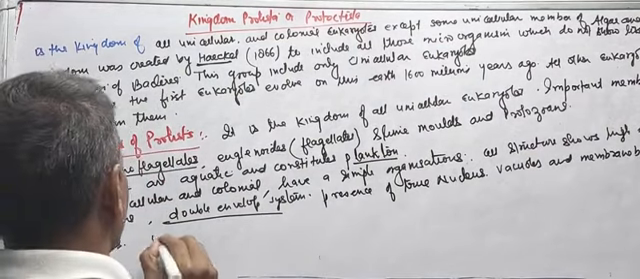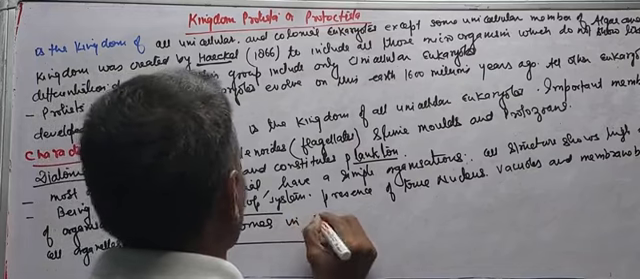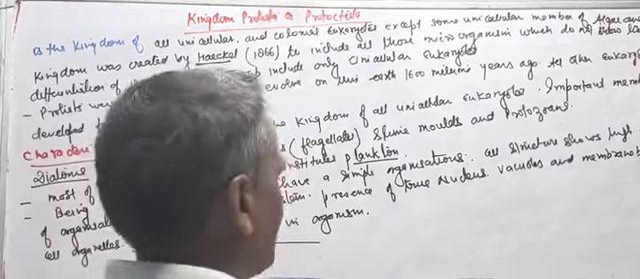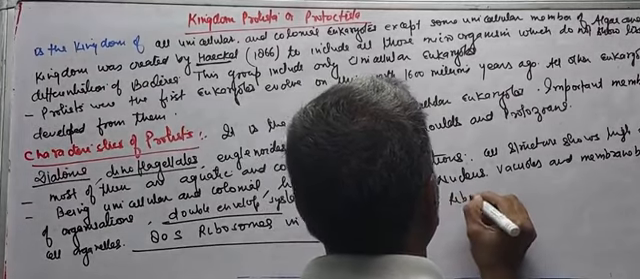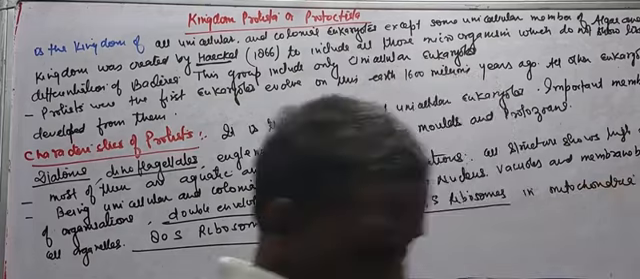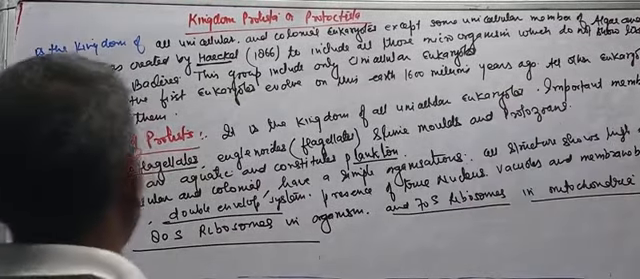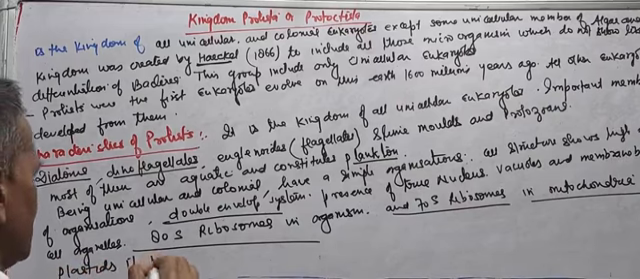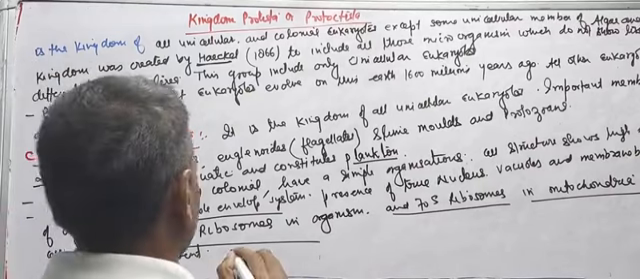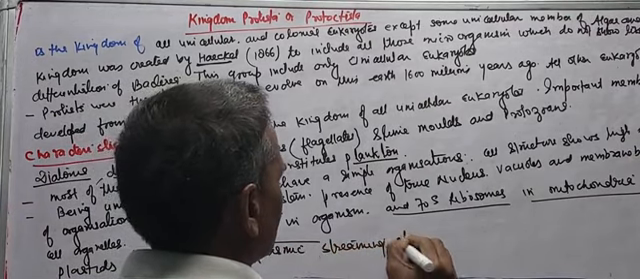80S ribosomes in cytoplasm and 70S ribosomes in mitochondria and plastids if present. Cytoplasmic streaming, etc.